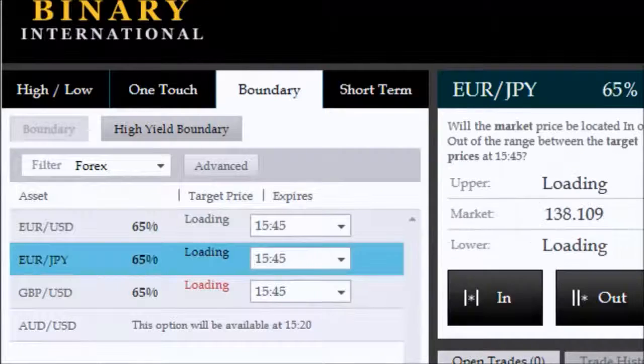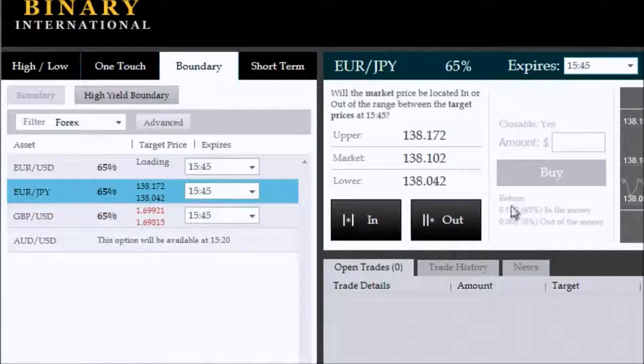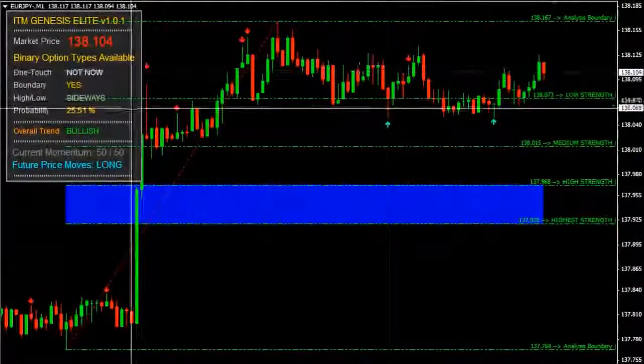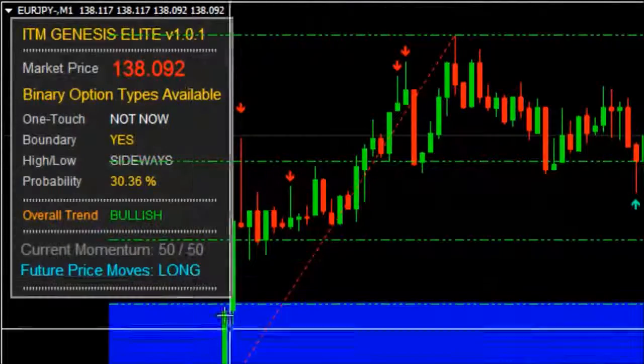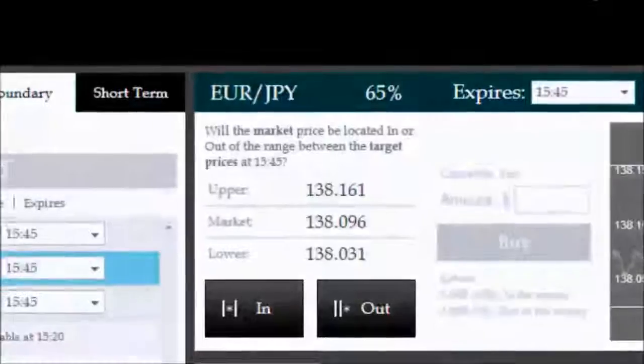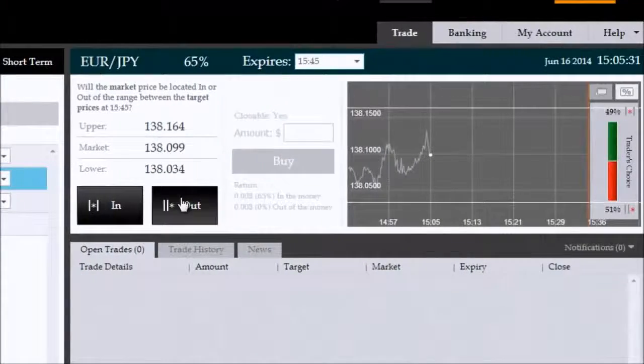So the options there, it's available, but the prices are loading. So let's wait for the prices to load. Should be any time now. There we are. 13 pip range. Okay. So Genesis Elite says 25, roughly 30% probability of price staying inside this current boundary. That's good enough. Therefore, we'll shoot for the logical choice, which is the outside boundary option.